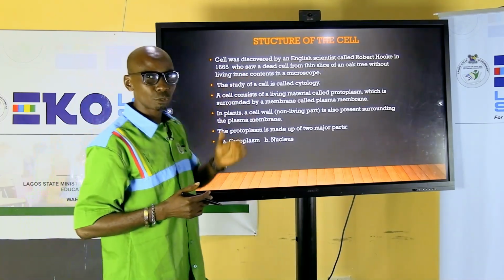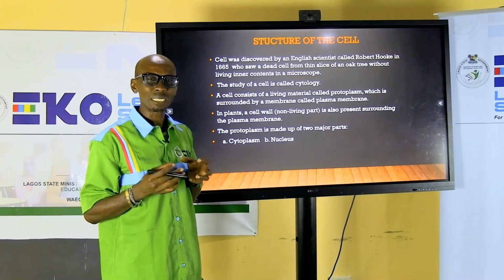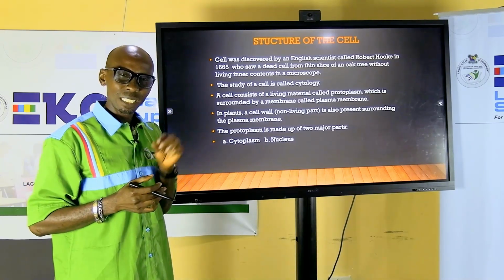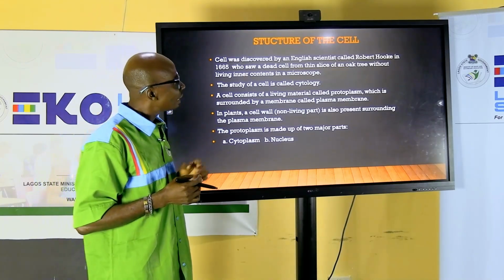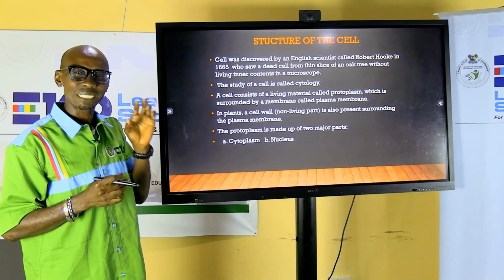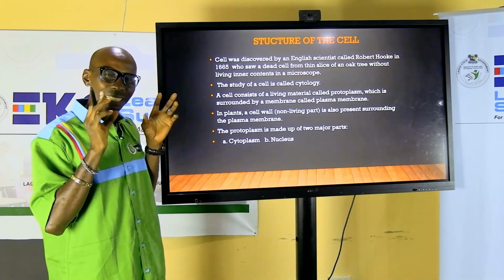Now we look at the structure of the cell. I want every one of us to imagine we are holding an egg, a small egg that you cook, that everybody eats every day. A small egg represents a cell. If you look at the egg, it represents a cell.